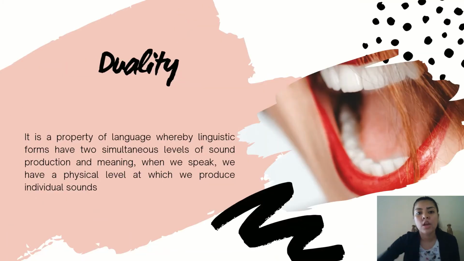Another property of language is duality. What is duality? Duality is a property of language whereby linguistic forms have two simultaneous levels of sound production and meaning. When we speak, we have a physical level at which we produce individual sounds. Humans can produce individual sounds and sounds in combination.